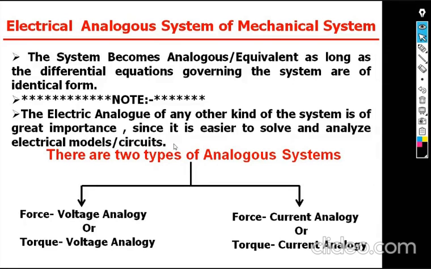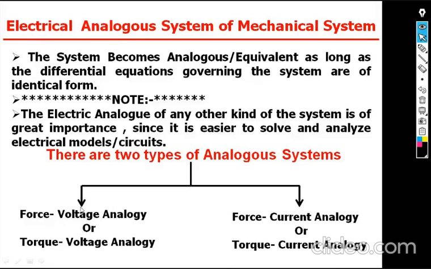Now, based upon the electrical circuit, there are two types. Based upon your electrical and mechanical system, there are two types of analogous system. One is force to voltage analogy. Force means the mechanical translational system, to voltage. Voltage means converting the mechanical translational system into an electrical circuit with a voltage source as the source.